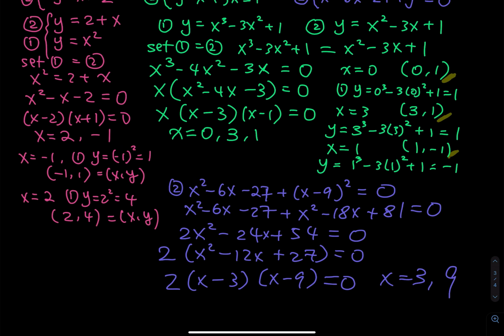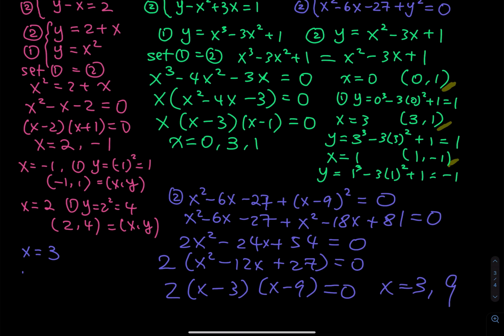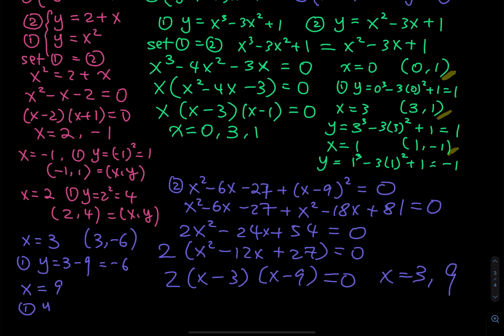That's it. So what happens when x is equal to 3? What is the first equation? The first equation is y equals x minus 9, right? So number 1 is y equals x minus 9. That is equal to negative 6. So the ordered pair is (3, negative 6). And then when x is equal to 9, the first equation becomes y equals x minus 9, which is equal to 0. So the second ordered pair is (9, 0).